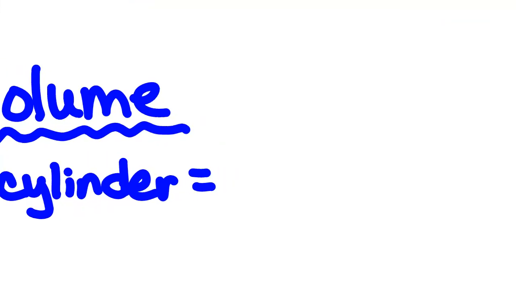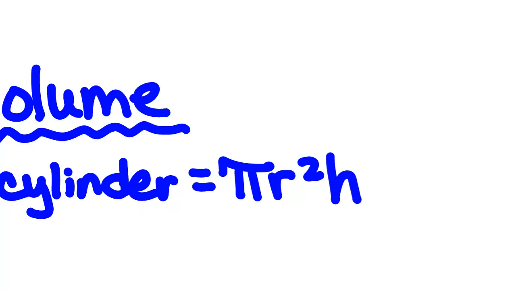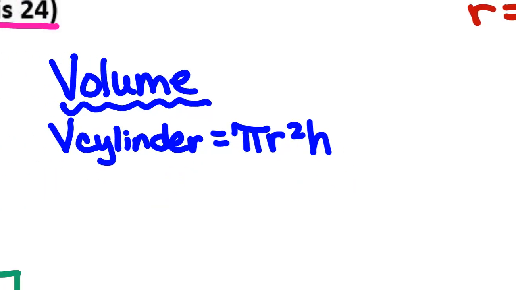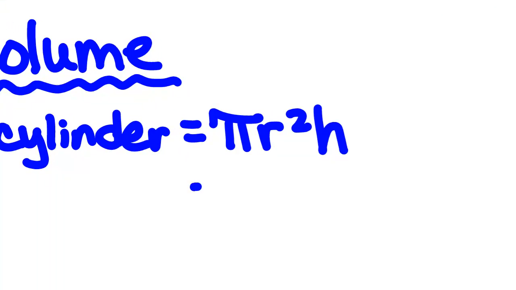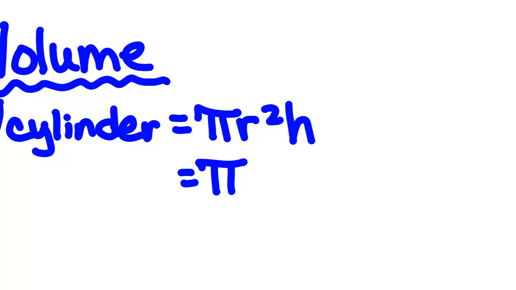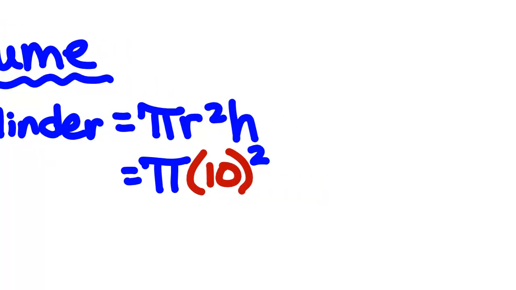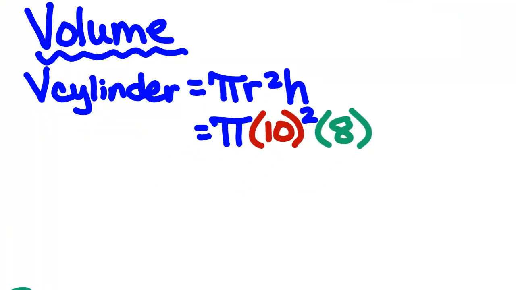Volume for a cylinder, area of the base, pi r squared, times the height. So let's start substituting in. What are we going to put in the place of r? 10. So I have pi times 10 squared times the height of the cylinder. What was the height of the cylinder? 8. So let's grab our yellow calculators. If you need to borrow one, please go and grab one.